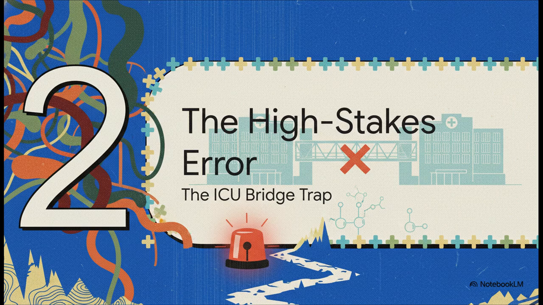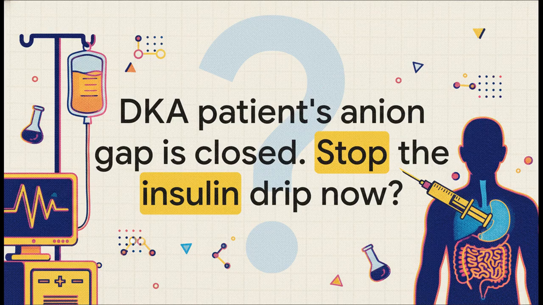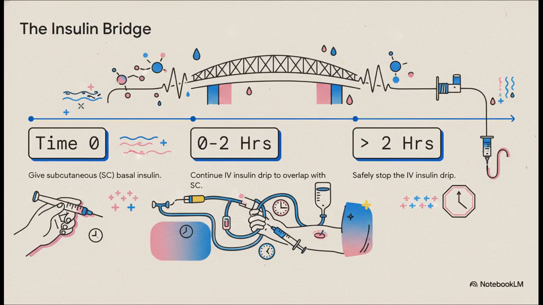Okay, let's switch gears. I'm about to give you some high-level intel on a really high-stakes error. This is one of those ultimate board exam traps, a critical gap in logic that in the real world can have absolutely lethal consequences. We're talking about the ICU bridge trap. So picture this, you're in the ICU, you've got a DKA patient who's finally getting better. Their anion gap just closed. Awesome. They're still on an insulin drip. Now, the intern on duty wants to stop the drip and then figure out the subcutaneous long-acting dose later. So is that the right move? What do you think? No, absolutely not. And that's the trap. You never disconnect the IV insulin until that subcutaneous bridge is built and totally stable.